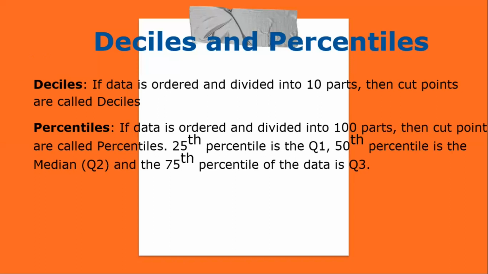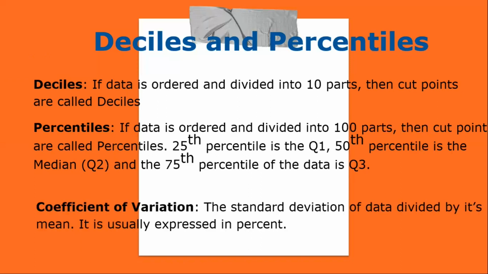In notation, the percentile of a data set is the p(n + 1)/100-th observation of the data, where p is the desired percentile and n is the number of observations. Coefficient of variation: the standard deviation of data divided by its mean. It is usually expressed in percent. The coefficient of variation is the ratio of standard deviation to mean times 100 and is measured in percentage.